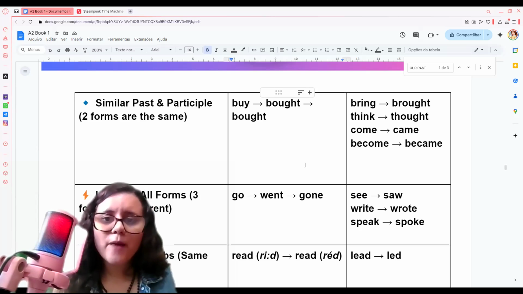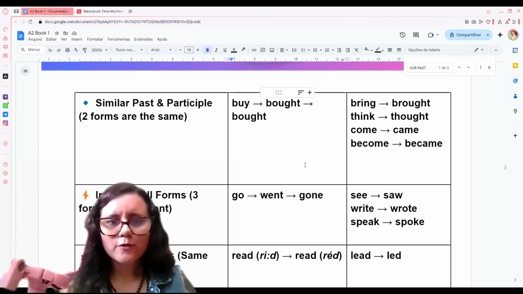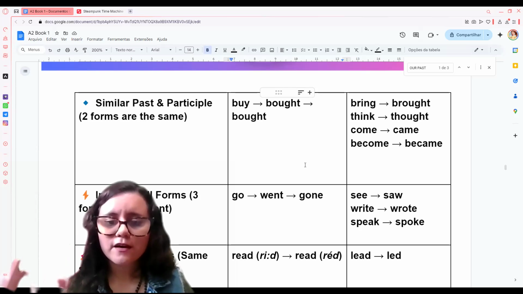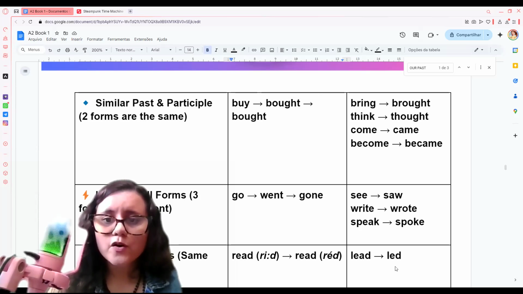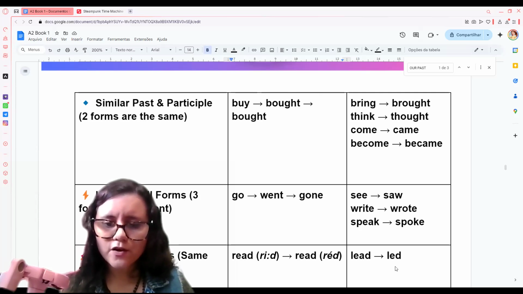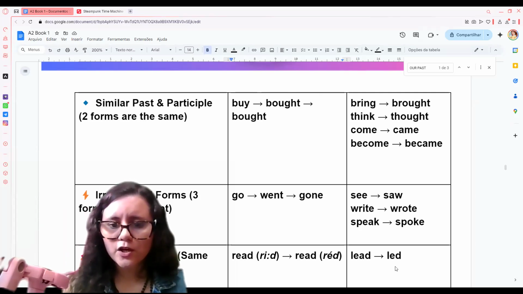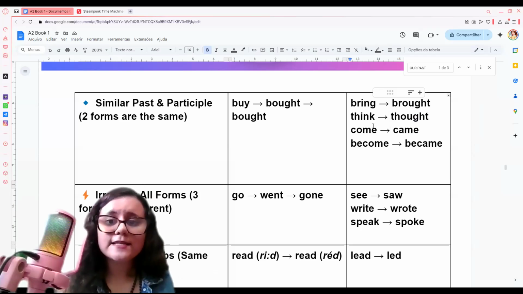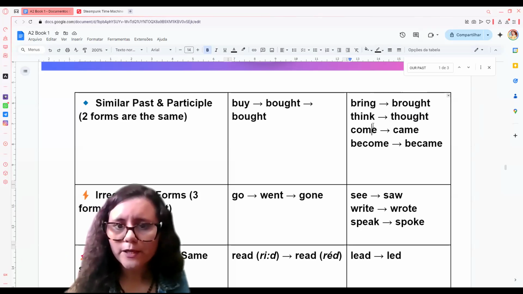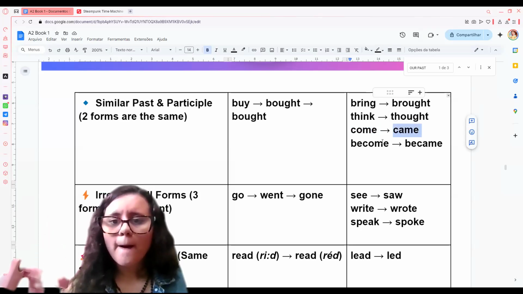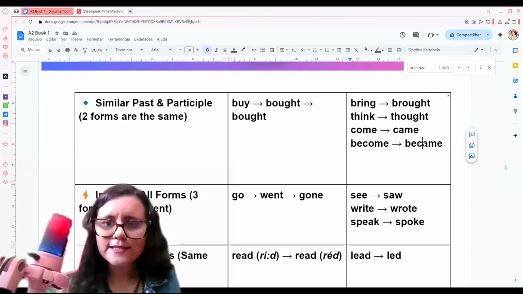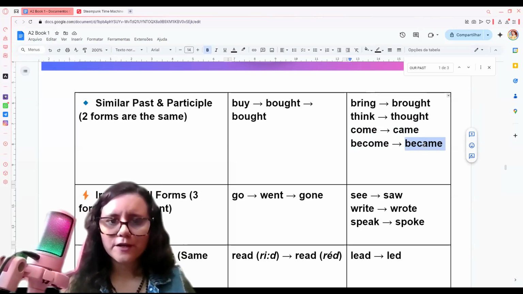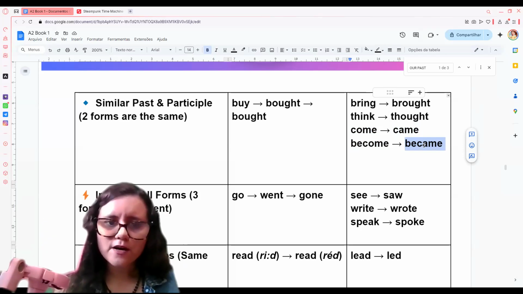Let's see other examples. Bring. The past is brought. Repeat, bring, brought. Next, think. The past is thought. Think, thought. Next, come. The past is came. Come, came. Become. The past is became. Become, became. Very good. Let's repeat one more time.